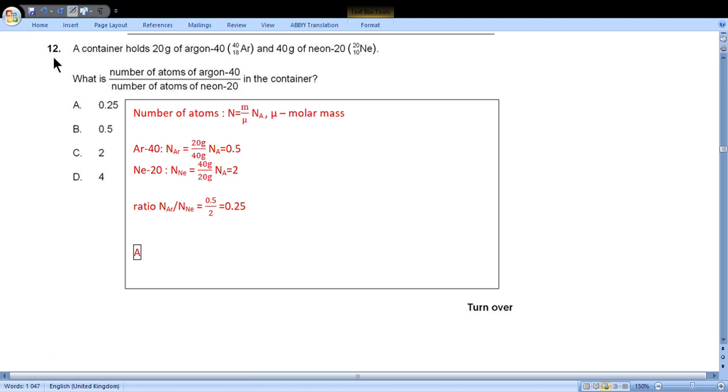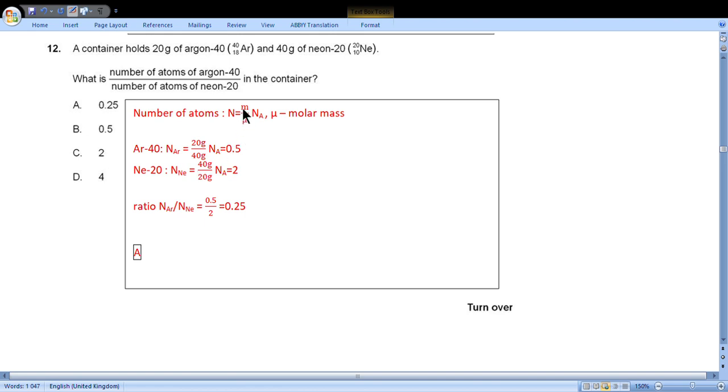Question 12. A container holds 20 grams of argon 40 and 40 grams of neon 20. What is the ratio of number of atoms of argon 40 to number of atoms of neon 20 in the container? Number of atoms is given by number of moles multiplied by Avogadro number. Number of moles is mass divided by molar mass. Molar mass of argon is 40, of neon is 20. It is mass number. So formula for number of argon atoms is this formula, and for neon is this formula.